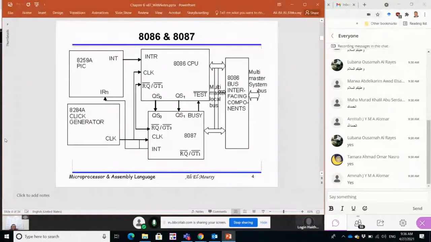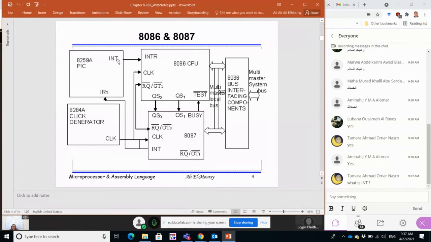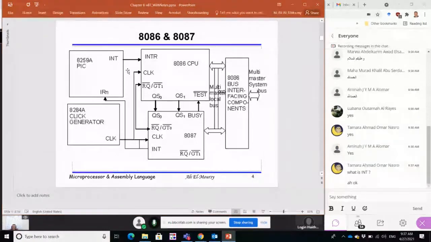Slide number 4 shows how the connections are made between the different chips. On the top here is the chip for the 8086 processor, which is connected to the PIC, which is related to the interrupts and the communication with the input-output devices. INT stands for interrupt. We will explain the INT, inshallah, in the next lecture, the last lecture of this course. And we have the chip for the clock generator.